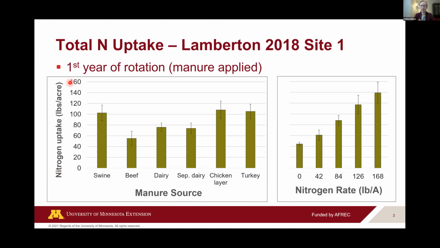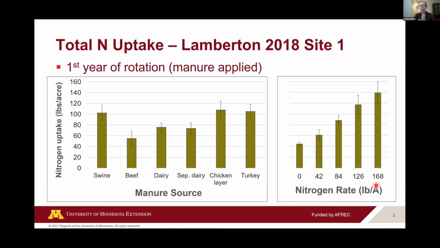What we see here is nitrogen uptake in the corn. This is in stalks, cob, and the grain. And this is our different manure sources at the bottom. And then we compared that to the nitrogen uptake of the corn at various nitrogen fertilizer rates, which we see at the bottom of this graph, from 0 up to 168 pounds of nitrogen.